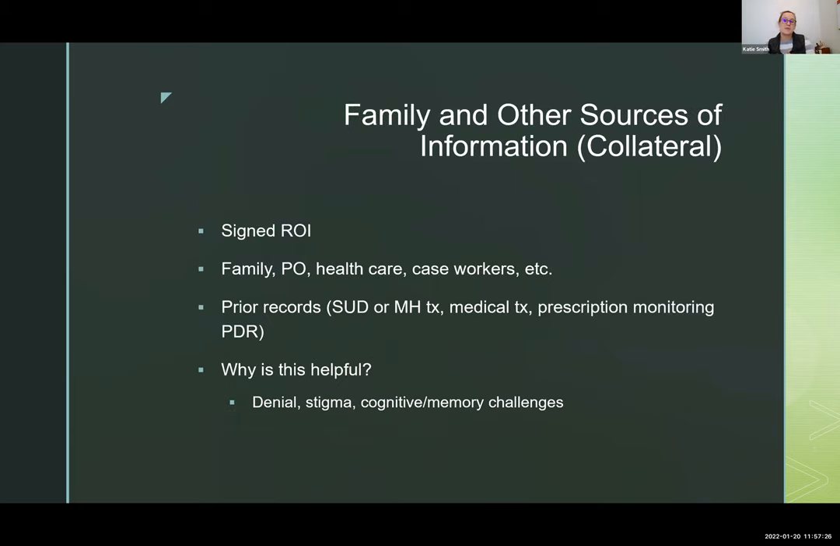Family and other sources of information. So collateral can be helpful. So we want to do a couple of things. The thing that's missing from this slide is informed consent. So we want clients to sign, well, we are required to have clients sign a release of information. But we also want to talk to them about that. When am I going to reach out to collateral information? What information am I going to be asking for? How is that information going to be used?